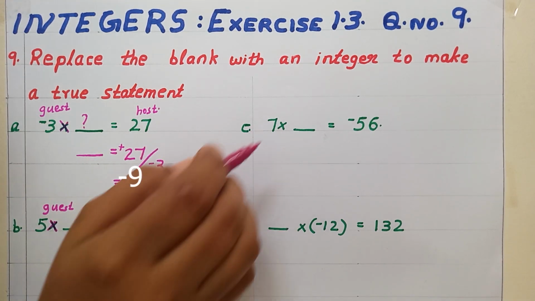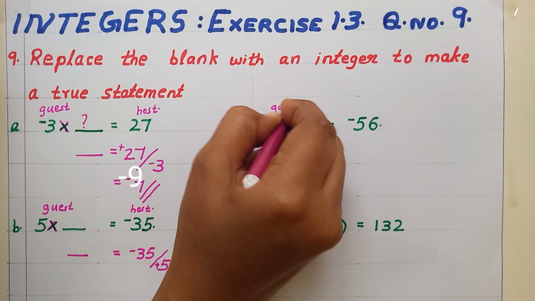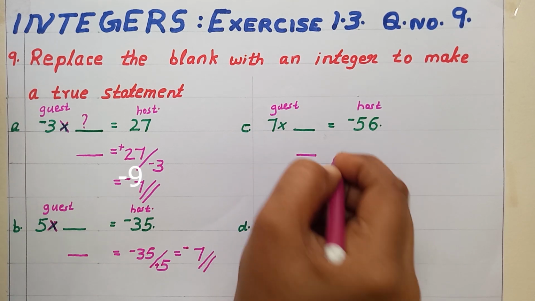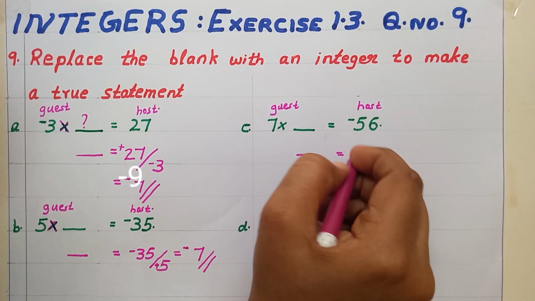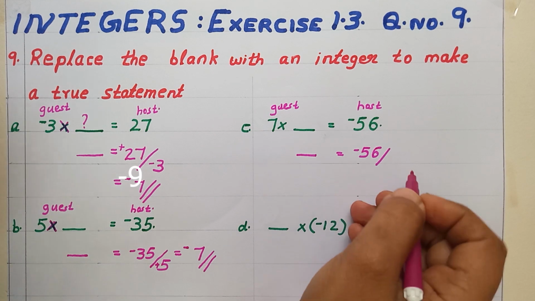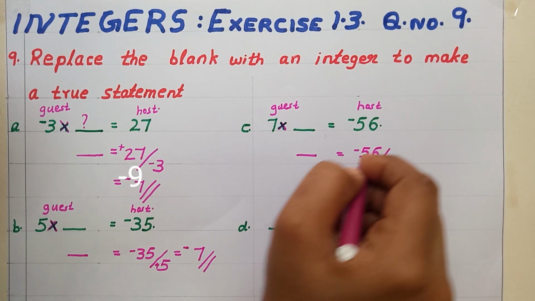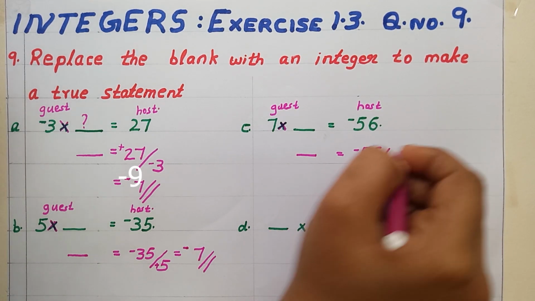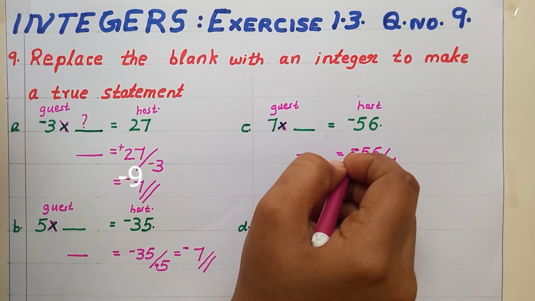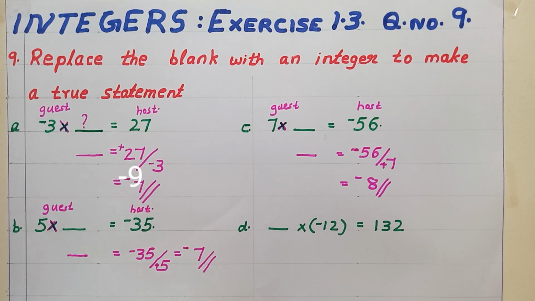Question number C. 7 into blank equal to minus 56. This is guest side and this is host. Just keep the blank as it is and host will be there itself. So minus 56, and while taking this 7 to the other side, since it is multiplication, it should change into division. So minus 56 divided by 7 equal to 8, and then sign is minus divided by plus, answer is minus. So minus 8 is our answer.